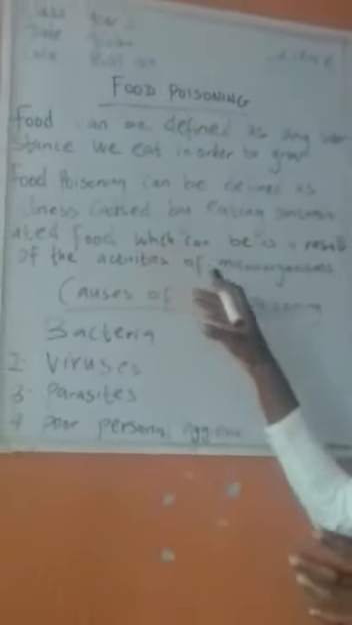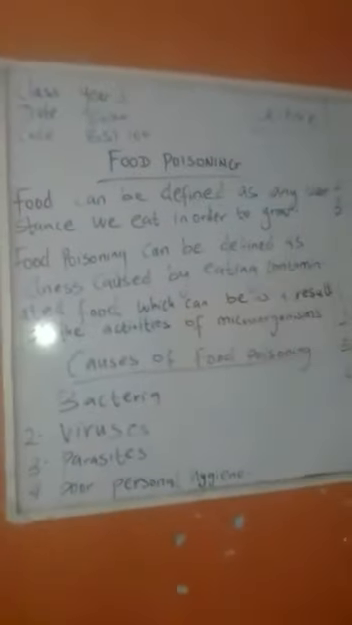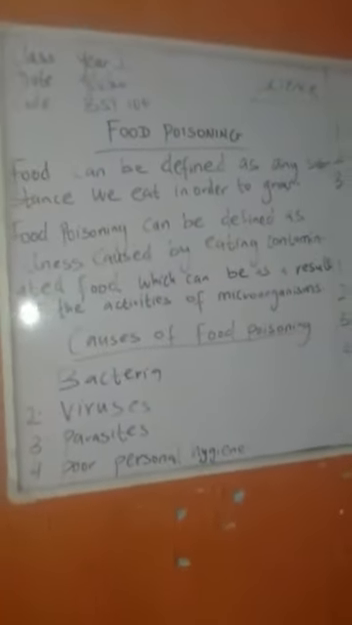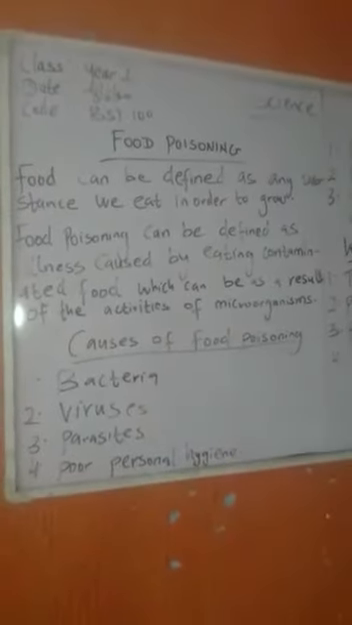Food can be poisoned by the activities of microorganisms. So simply, I can define food poisoning as illness caused by eating contaminated food. Is that okay? So let's look at the causes of food poisoning.